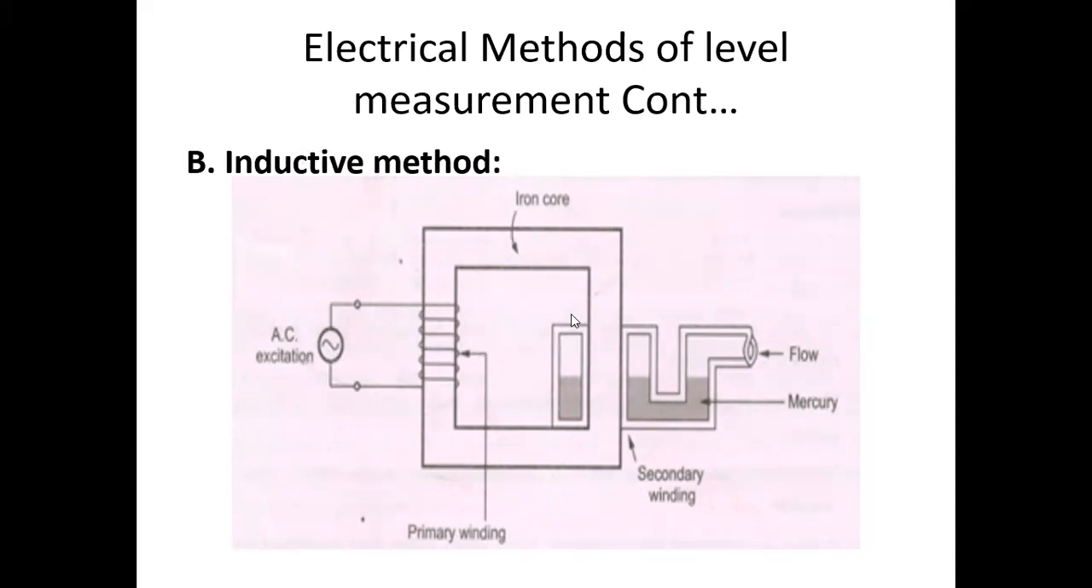This is a primary winding. This is your iron core. As the current flows through the primary coil, flux flows through that core, and an EMF is induced in the secondary winding. According to the mercury level and flow of the water, the EMF induced in the secondary winding will change, and according to that, we can measure the liquid level.